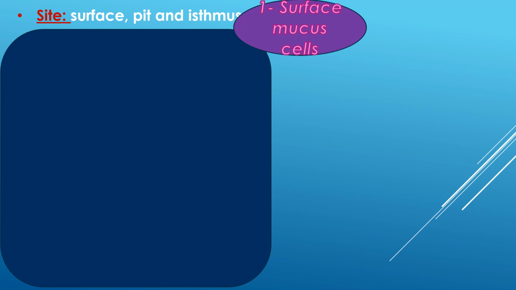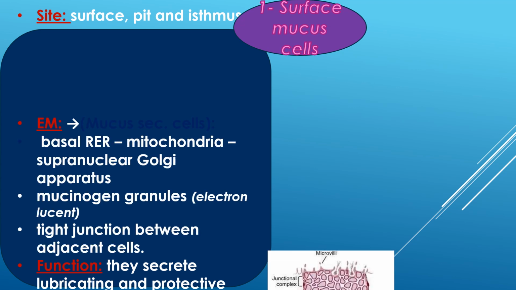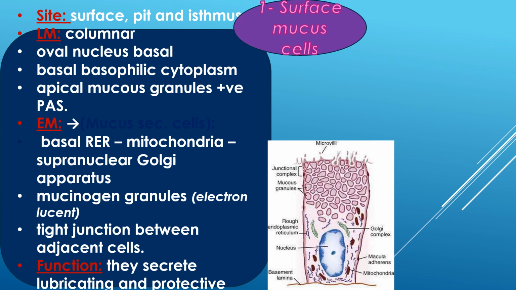So surface mucus cell, is it a columnar, triangular, or rounded cell? It is a part of simple columnar epithelium, which will secrete lubricating and protective mucus. It is a columnar cell having basophilic cytoplasm and secreting mucus, which is a glycoprotein, so it will be PAS positive. It is stored as apical secretory granules, which are PAS positive.